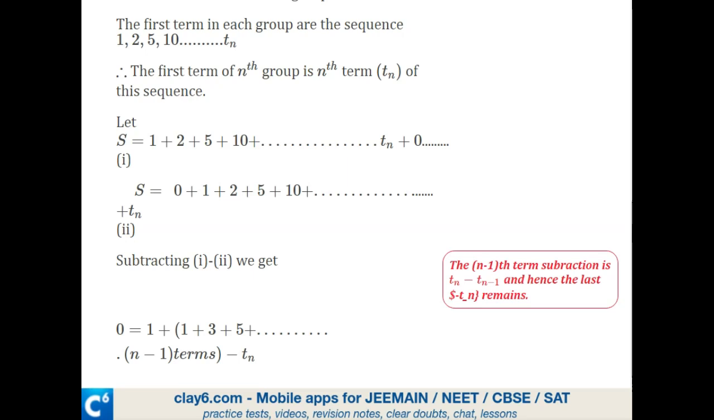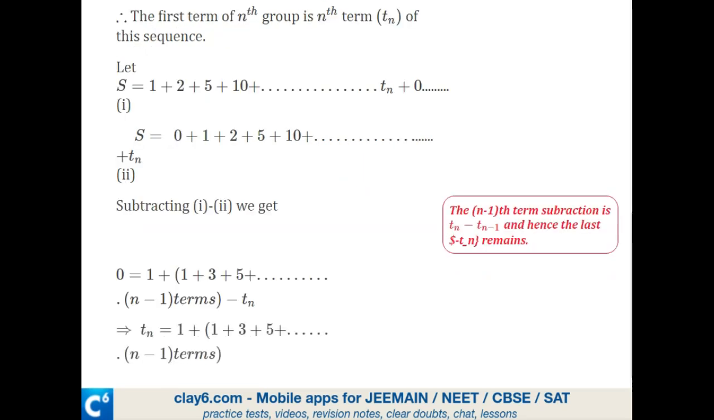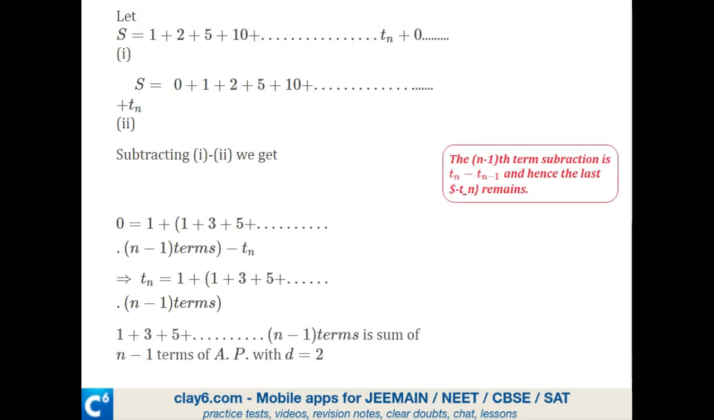What we are looking at in the middle is 1 plus 3 plus 5. Now that's a familiar arithmetic progression series, right? Where the common difference is 2 and the first term is 1. So when we know that, we just move the minus Tn to the left hand side, we get Tn now. And we are just going to sum up 1 plus 3 plus 5 till n minus 1 terms.